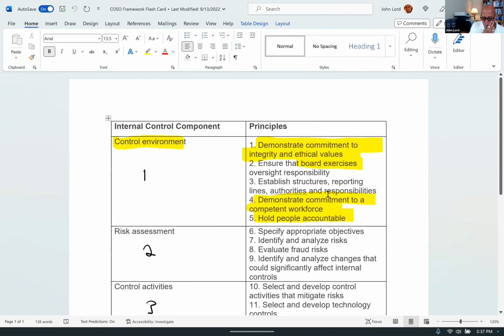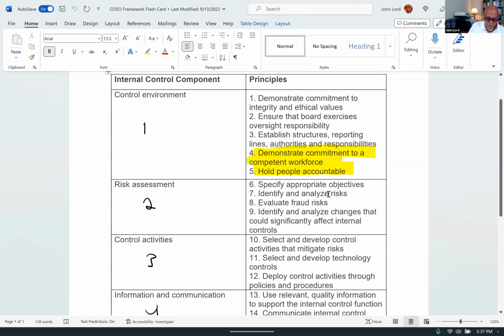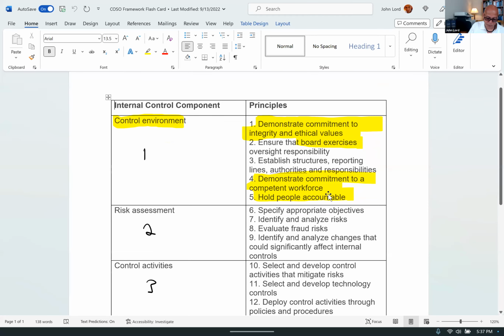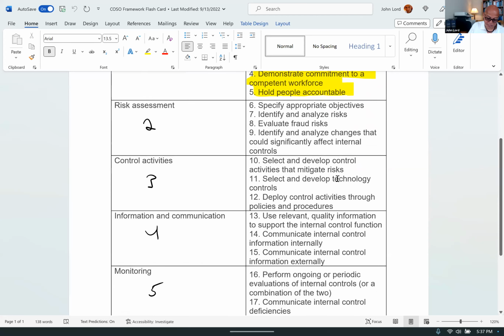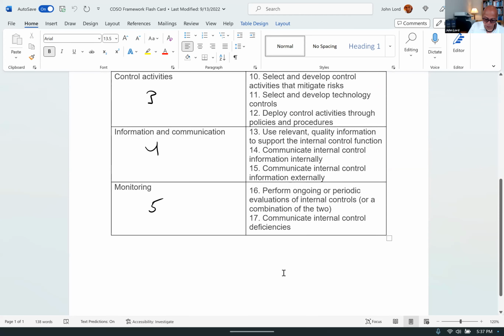What you could do, maybe not a bad idea, is make this one big flashcard, or print this out, it's in Word, and make a flashcard for each one of the components, cutting across the document horizontally, if there's not already one in the Becker. That lists out the components, and the 17 principles that constitute the various components.